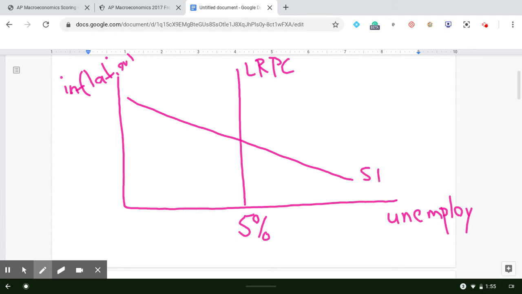We have the downward sloping short run Phillips curve that shows the trade-off between the unemployment rate and inflation rate. When the inflation rate is low, the unemployment rate is high. When the inflation rate is high, the unemployment rate is low. In the short run, our current unemployment rate is above the natural rate of unemployment, so it's at 7%, and we have an inflation rate of 3%. Finally, we're going to label point B. This would be our equilibrium.